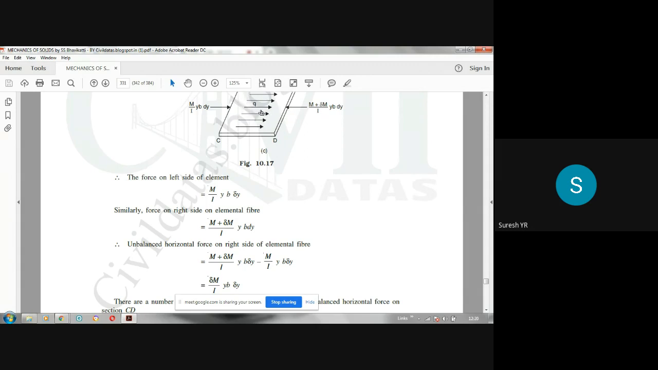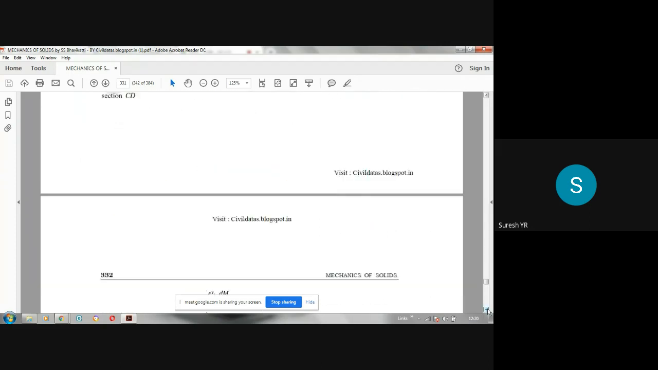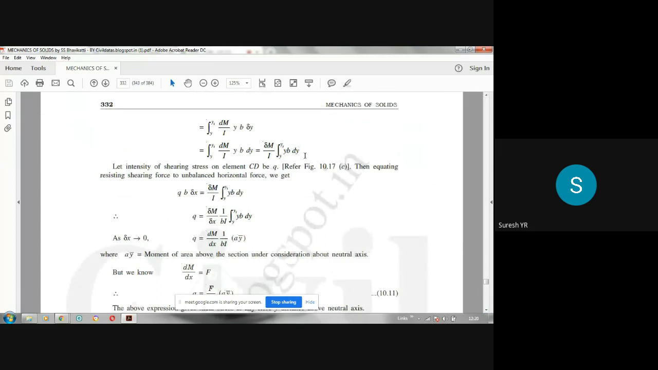That is why they have shown it this way. Now let us write the expression for this shear stress and equate to that. This is the unbalanced horizontal force above the elemental strip CD. Let the intensity of shearing stress on the element CD be q. So this q will be acting in the opposite direction of this. Then we equate the resisting shear force to the unbalanced horizontal force. This is the unbalanced horizontal force, and it should be equated to the resisting shear force.